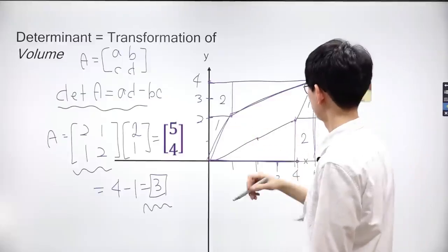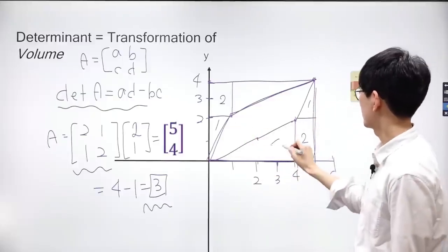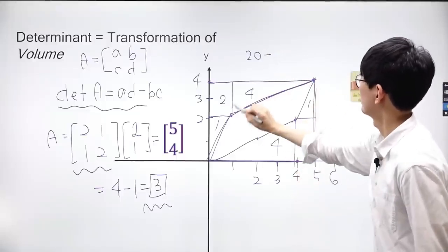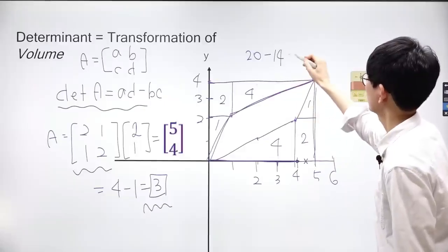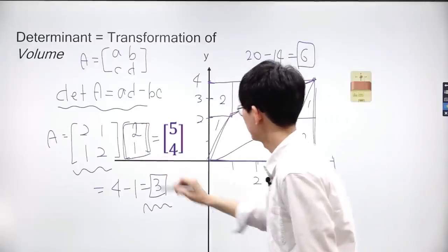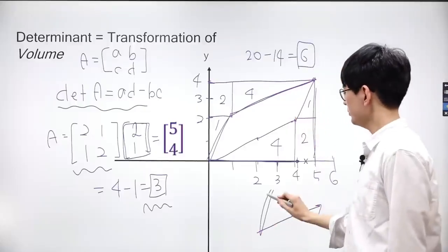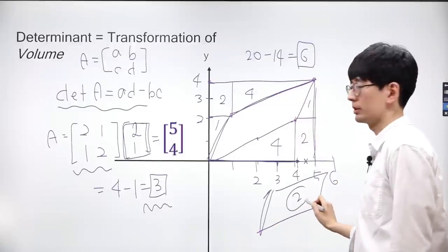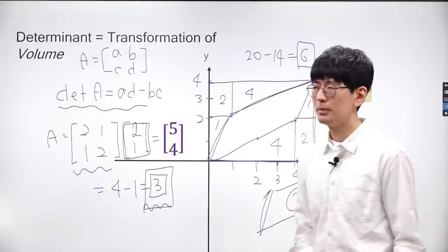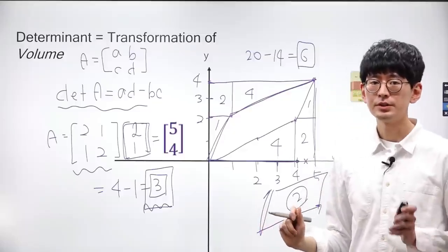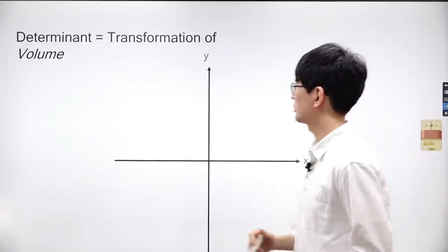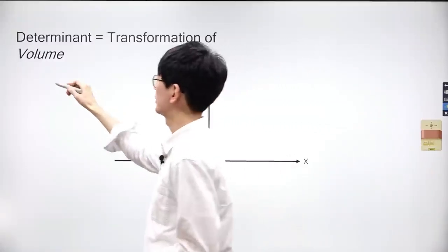To measure its area, we split the square containing the parallelogram. The total area of the square is 20, with the uncovered area of 14, leaving the parallelogram's area as 6. In the transformed space, the parallelogram's area is 2, while in the original space, it increases to 6. Once again, we observe that the area of the parallelogram increases by 3, which corresponds to the determinant of the matrix. This method provides a straightforward explanation of the determinant of a matrix.